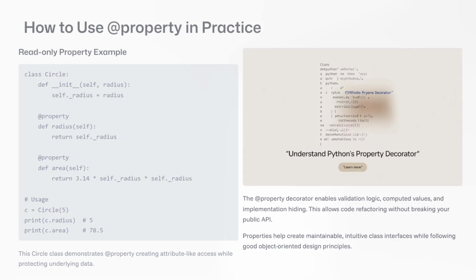And the @property decorator actually enables validation logic, computed values, and also implementation hiding. This actually allows code refactoring without breaking your public API. And properties help create maintainable, intuitive class interfaces while following good object-oriented design principles.